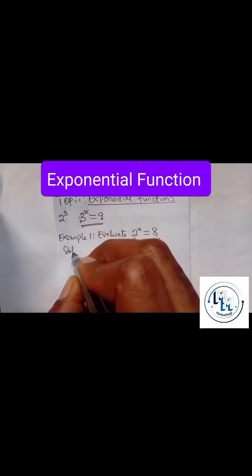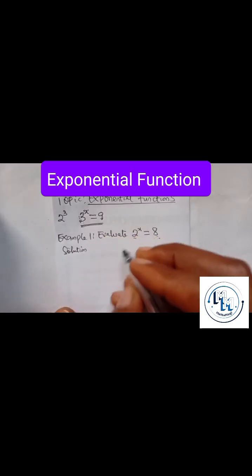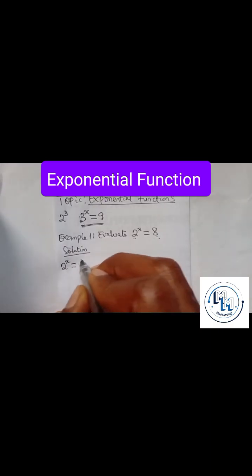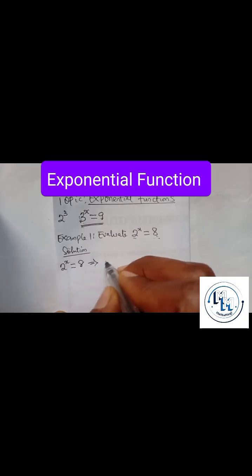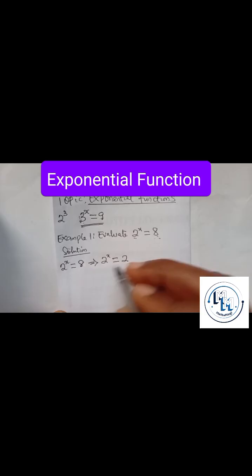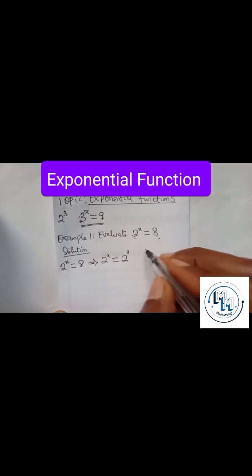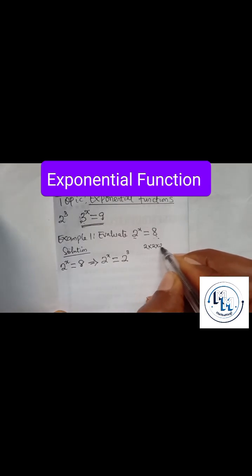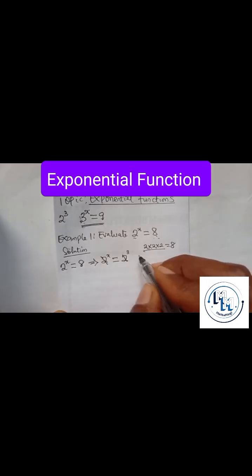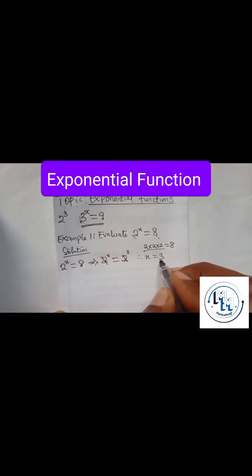Now, the solution goes this way. 2 power x is equal to 8. This implies 2 power x equals, first of all, put 2 at this side. Now ask yourself, to what power will 2 be raised to become 8? That is 3. That is 2 times 2 times 2, which is 8. Which is 2 power 3. At this point, you remove the bases. We are left with x is equal to 3.